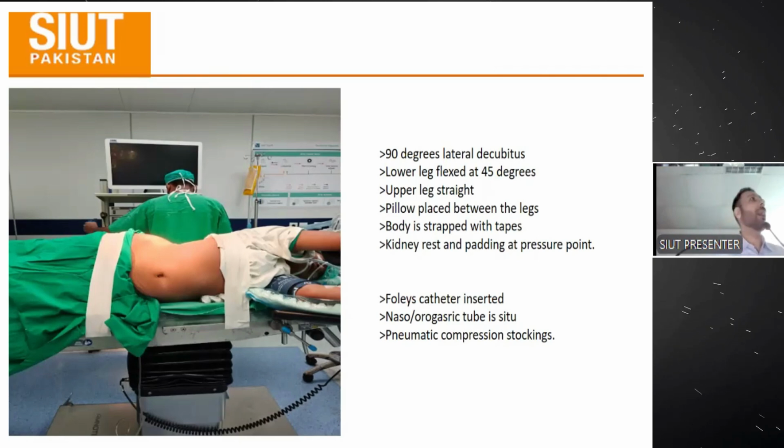The kidney rest and the padding at the pressure points should always be placed in order to avoid any nerve injury. The Foley catheter should be inserted to decompress the bladder. A naso- and orogastric tube should also be in position, and pneumatic compression stockings should be there on the lower limbs of the patient. So this is the complete position of how it is made during a renal or a ureteral surgery.